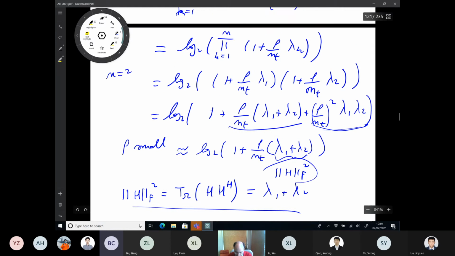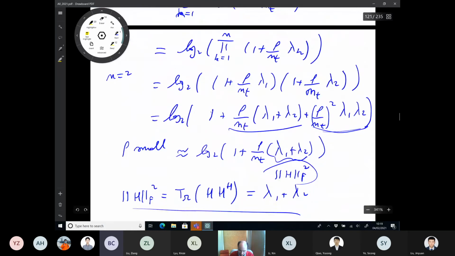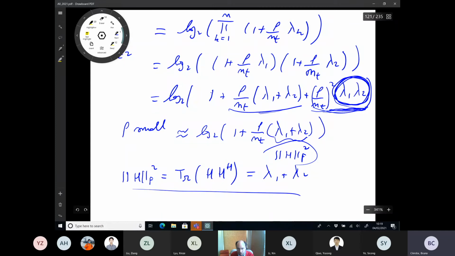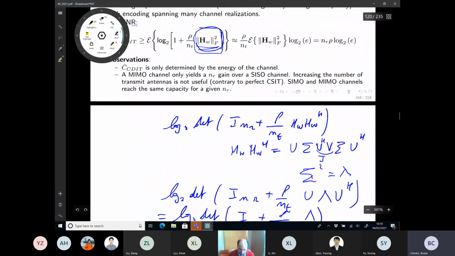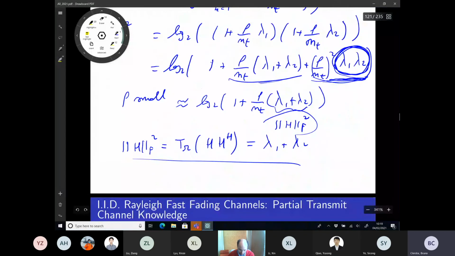So what that means simply is that if your SNR is low, your capacity is mainly dominated by the amount of energy that you have in the channel, so the norm of that channel. If you have a higher SNR, if rho is very large, this term will become dominant compared to the other one, and you will mainly be a function of the product of the eigenvalues. Product of the eigenvalues means it's more related to the determinant of the channel matrix H, assuming they're non-zero. So low SNR is more a function of the energy, the Frobenius norm, and high SNR is more a function of the product of the eigenvalues.